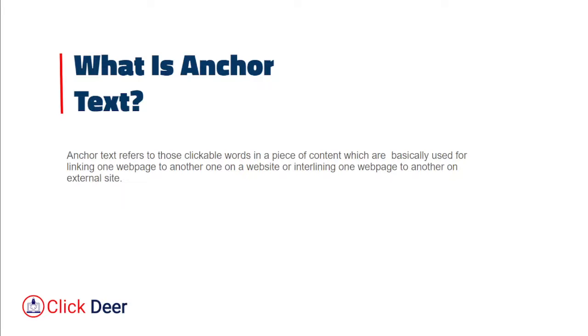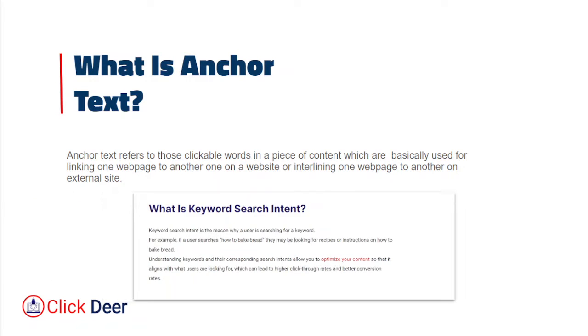And the second way where it is used is on an external site. So for example, if you have your own website and you create a backlink on an external website, the clickable text or words you use on that external site is called the anchor text, right?